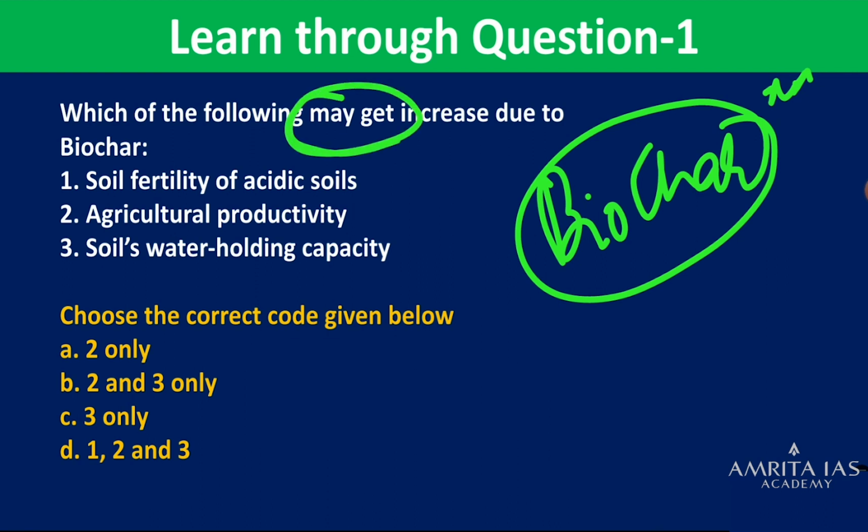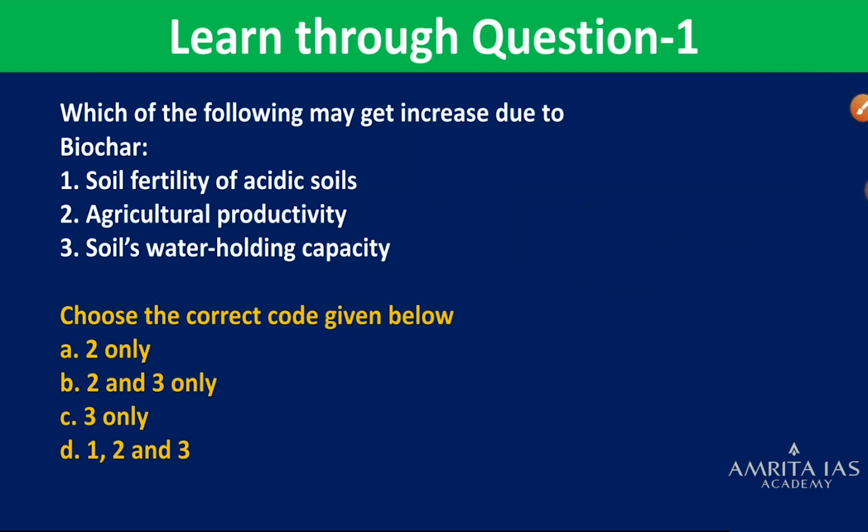The question says "may get": soil fertility of the acidic soil, agriculture productivity, and soil's water holding capacity. We have discussed biochar previously as well. So please pause the video and try to answer the question.